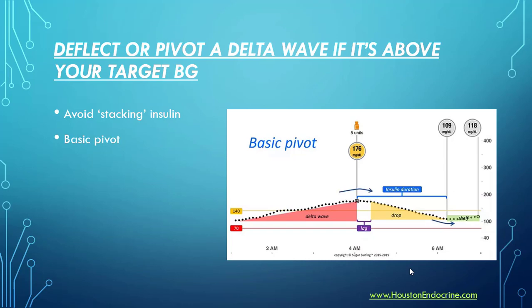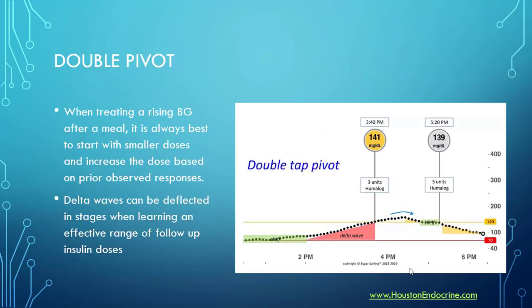So in this example, the patient is rising, they waited long enough, and they're seeing that it's risen, they can give themselves a small amount of insulin and bring the sugar down. And that's what a basic pivot would be. Now, as you get more experienced, you can treat a rising blood sugar after a meal, even when you're not eating, and so we call those non-meal corrections, and give yourself smaller amounts of insulin and then wait and see what happens.